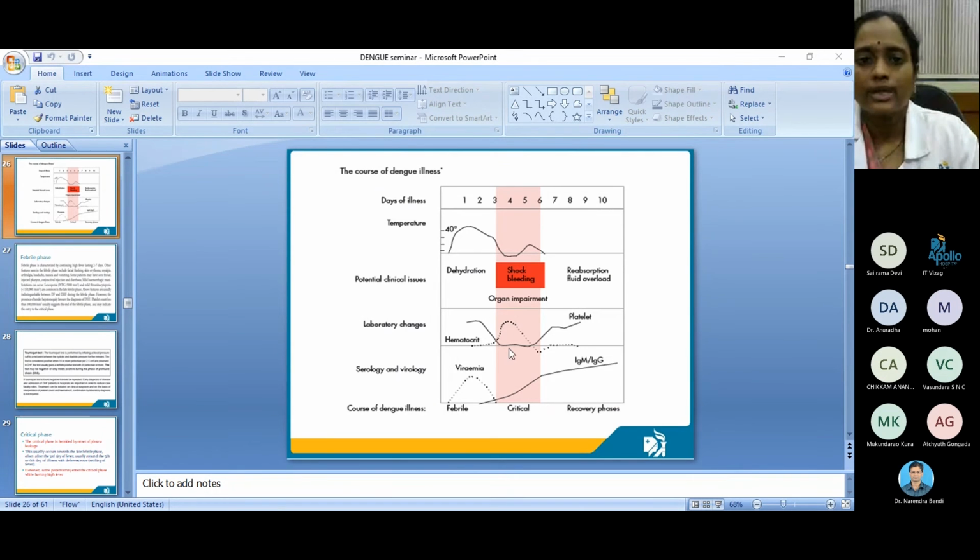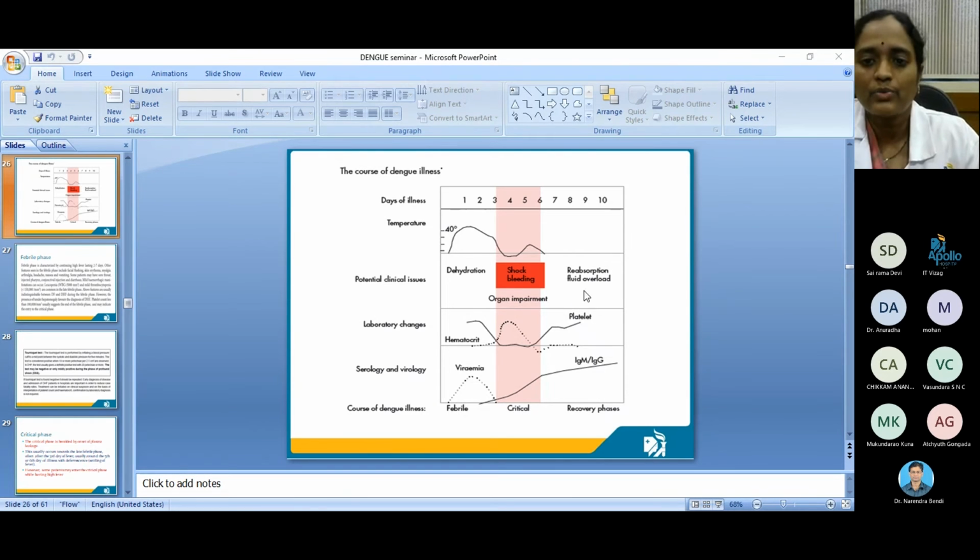We are back at the febrile phase, the critical phase, and the recovery phase. During the febrile phase, temperature spikes are seen, the patient is dehydrated, the hematocrit rises, and the viral load is high. Then the patient progresses. Sometimes, luckily, you may recover, or you may progress to shock, bleeding, or organ impairment. This is the phase where we need to identify which patients are going into it. Early resuscitation and good management will reduce mortality from 20% to 1%.